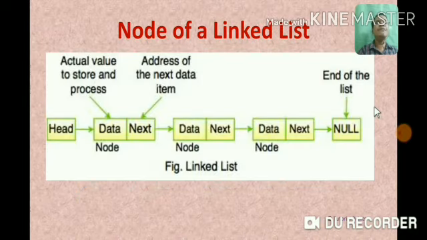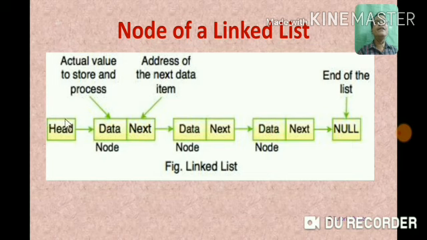Now in this diagram I have shown the linked list, where every node is divided into two parts. The first part we call the info part. What does it contain? The actual value to store and process. The next part contains the address of the next node, so it points to the next node. Again the next node contains the data and also the address of the next node. In this way, finally there is a null pointer which shows that this is the end of the list, meaning this is the last element of the list.